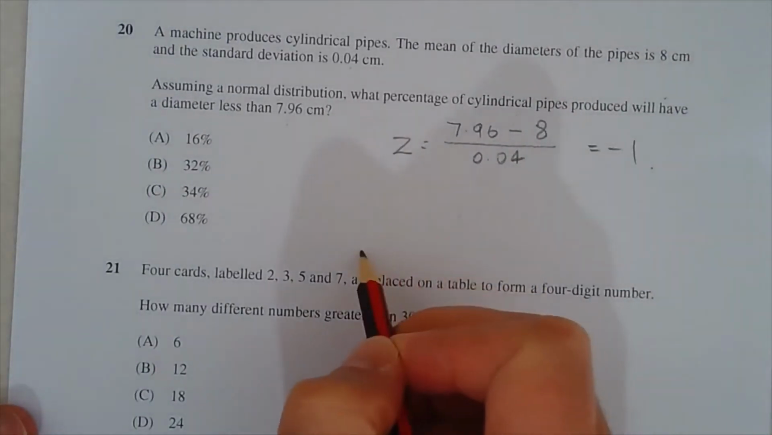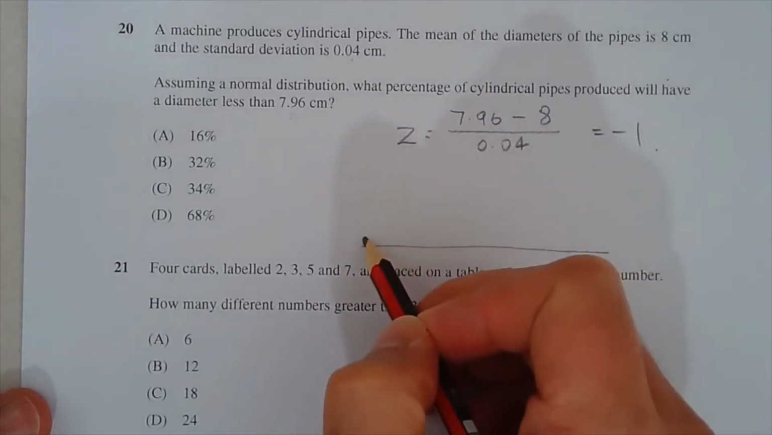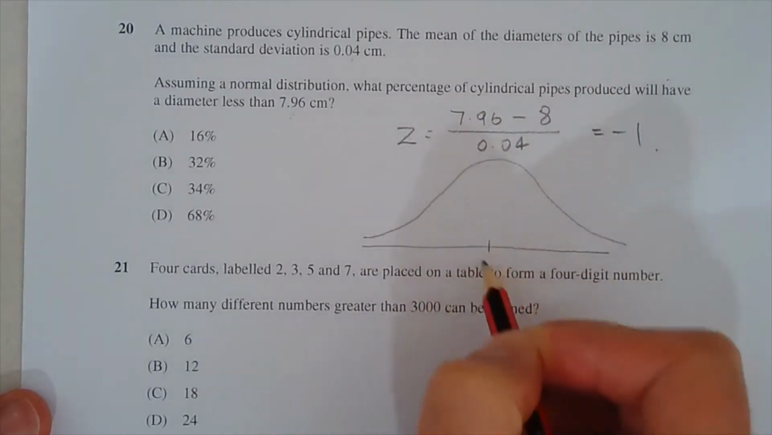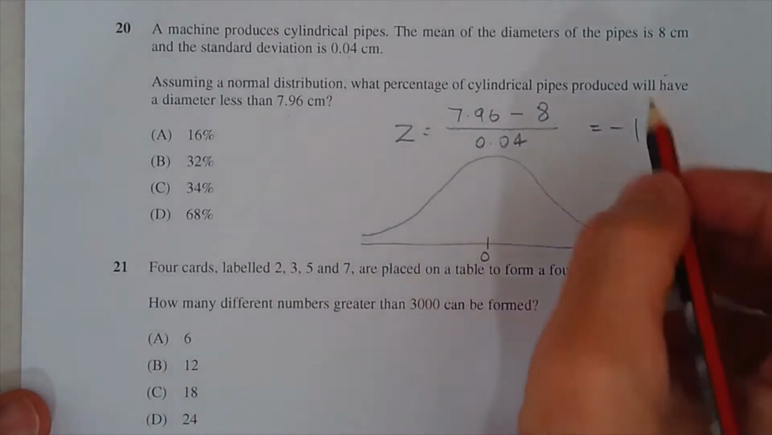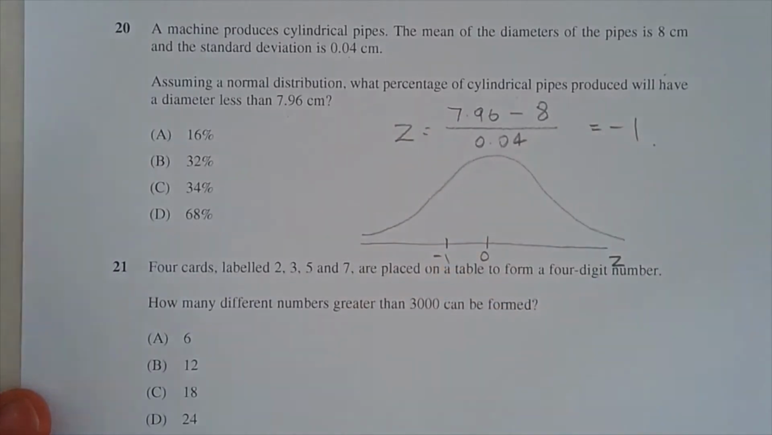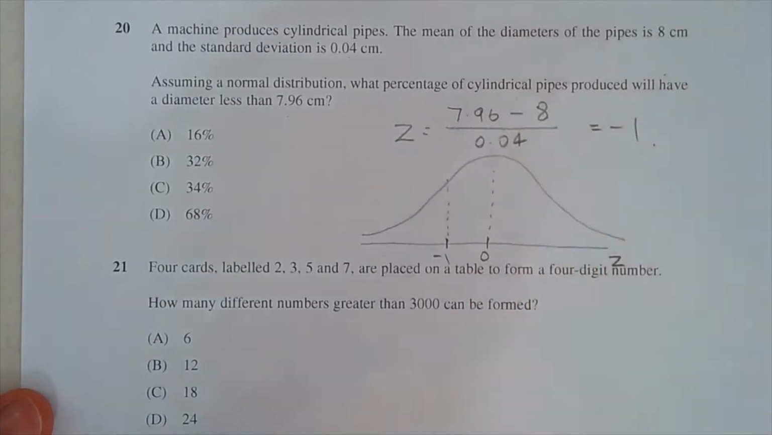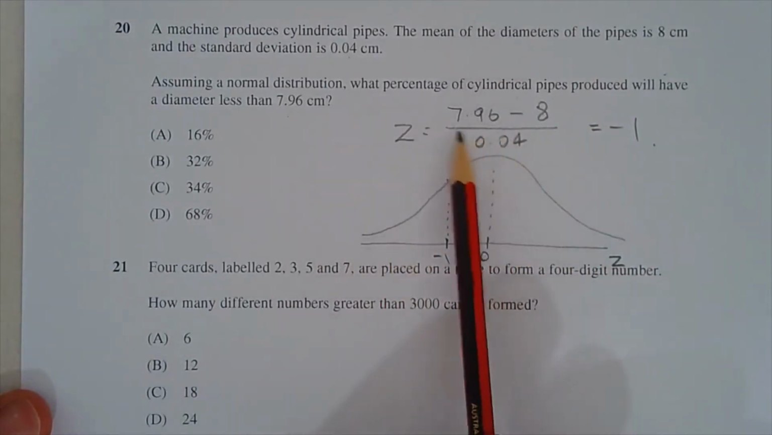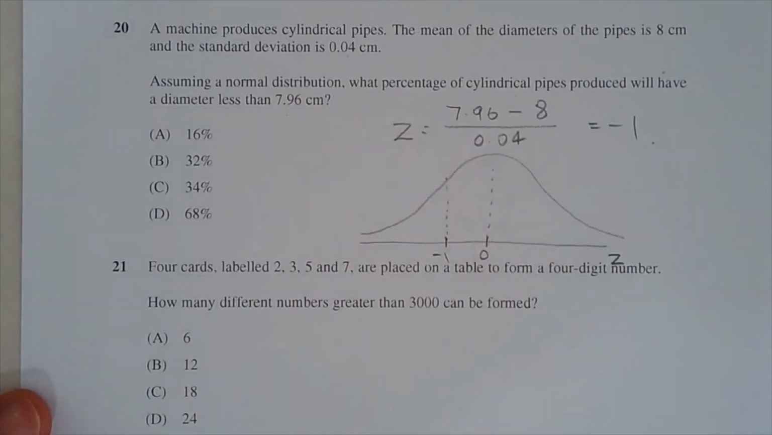You can refer to the formula sheet, but I'm just going to draw a bell curve here quickly. So there's a z-score of 0, which represents the mean, the mean of 8 centimeters. And here's a z-score of negative 1. Now, we know that 50% of the scores lie in each half of the bell curve, either side of this z-score of 0.